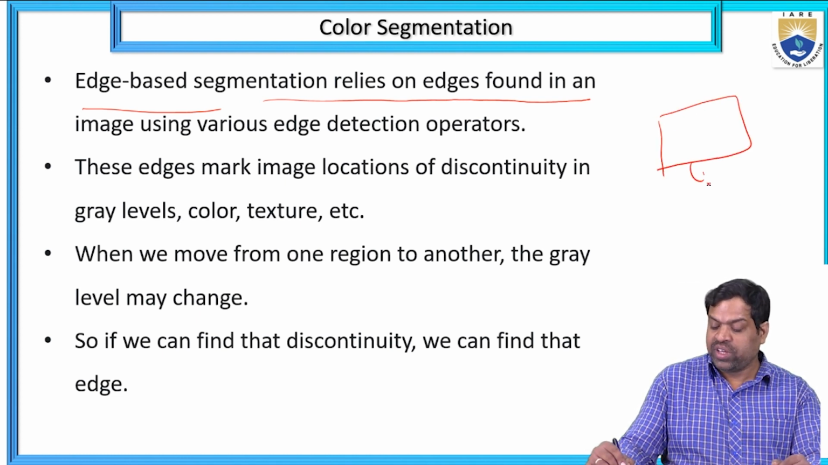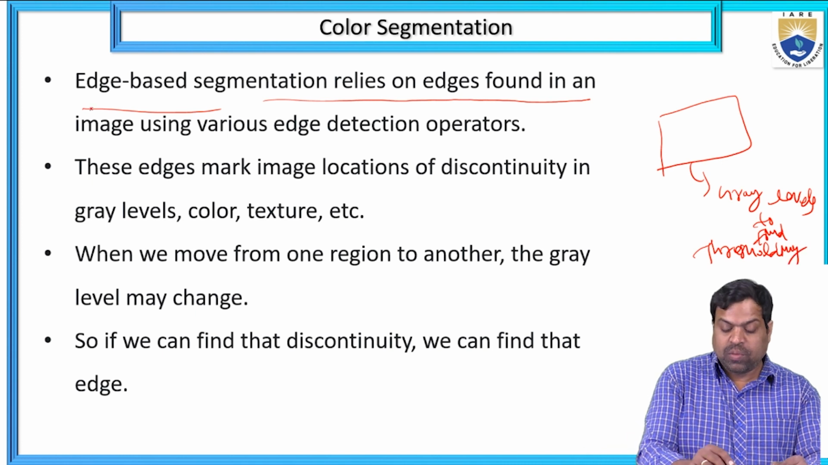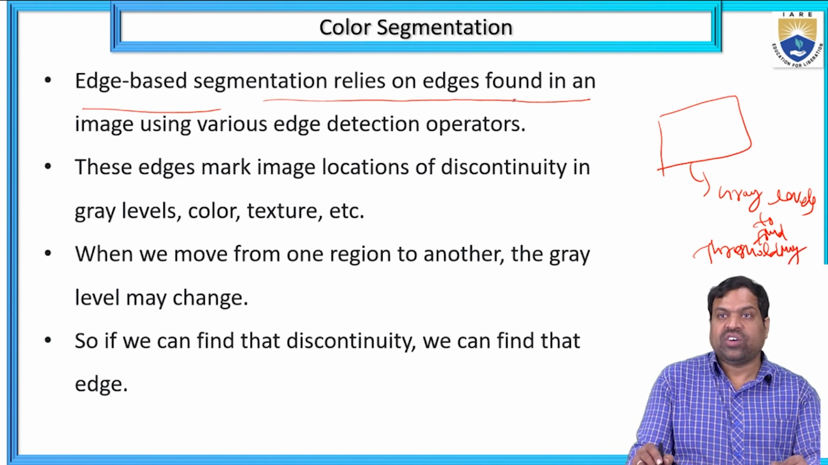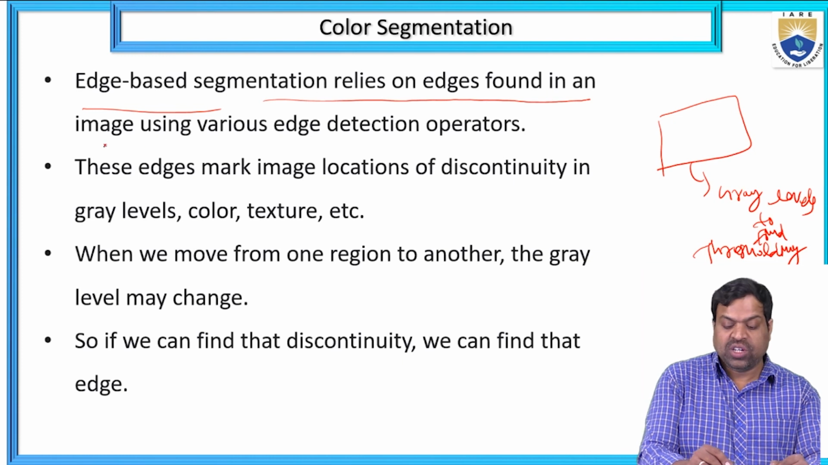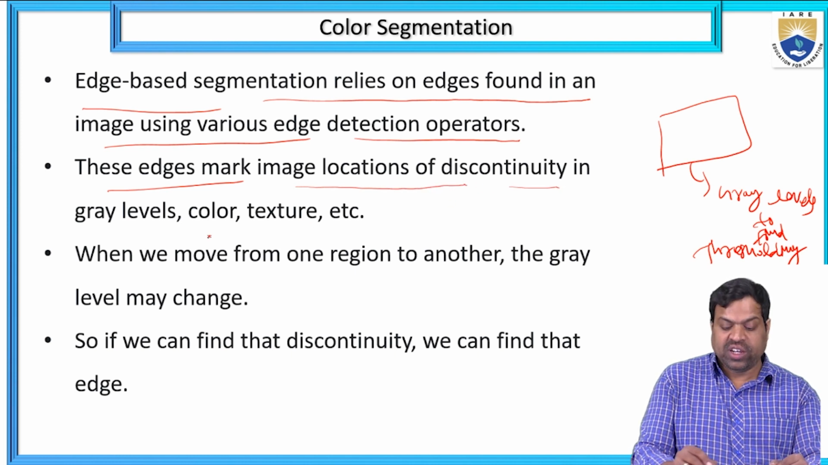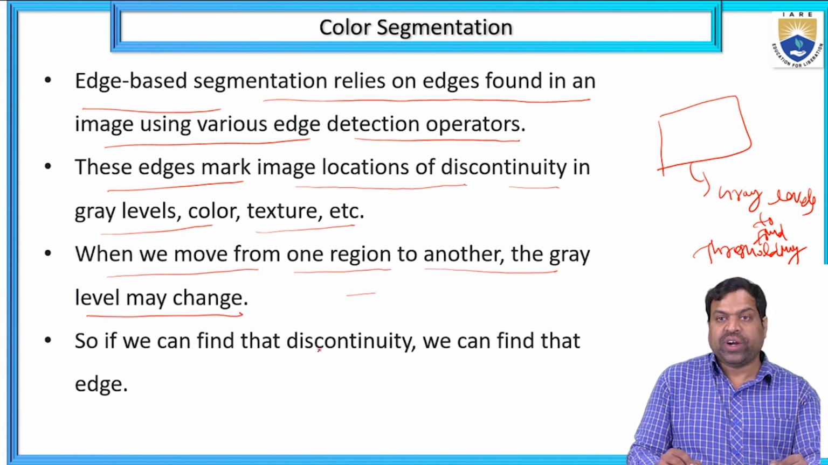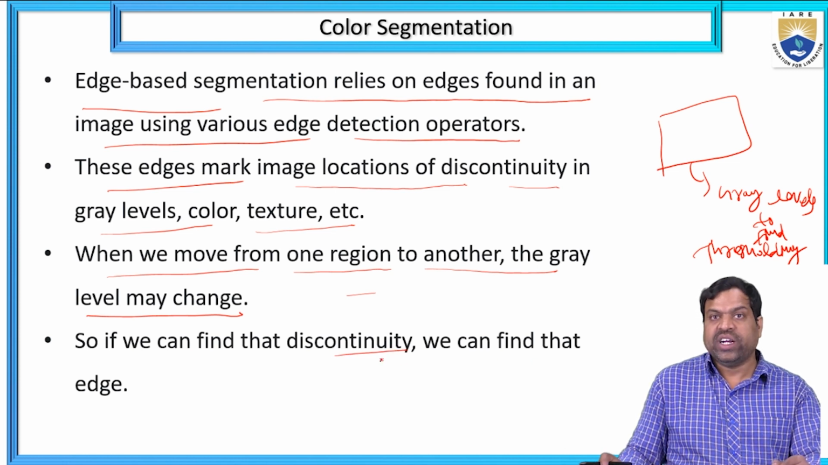So most probably images are taken as gray levels to find the thresholding. So edge-based segmentation relies on edges found in an image using various edge detection operations. These edges mark image locations of discontinuity in gray levels, color, texture, etc. When we move from one region to another, the gray level may change. If we can find the discontinuity, we can find the edges.